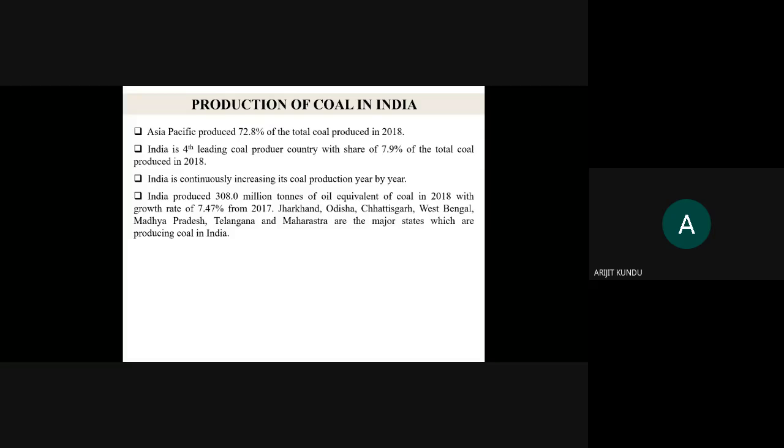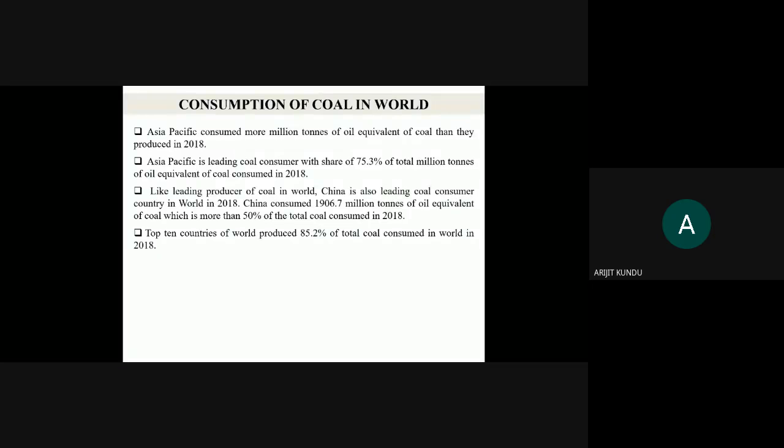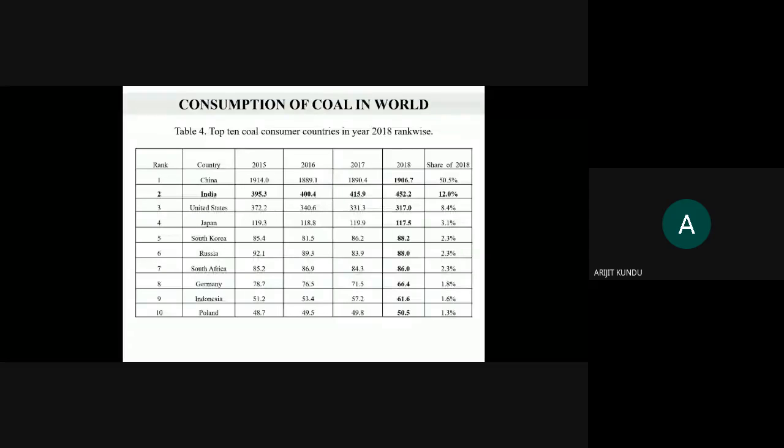Okay, consumption of coal in the world. Asia Pacific consumed more million tons of oil equivalent of coal than they produced in 2018. Asia Pacific is the leading coal consumer with a share of 75.3% of the total million tons of oil equivalent of coal consumed in 2018. Okay, you can see here the top 10 coal consumer countries in 2018, rank-wise. Once again, you have seen in the previous slide that China was the top coal producer country, and here it is the top consumer country also.